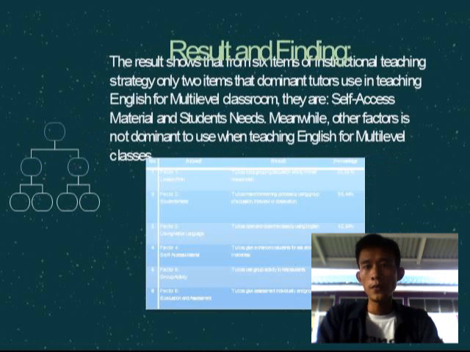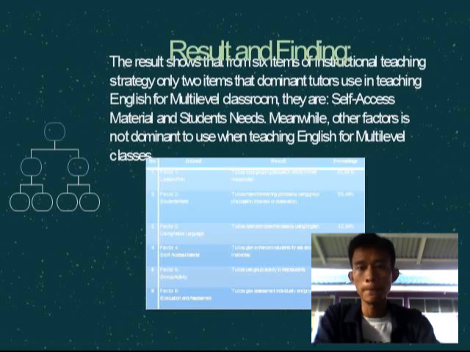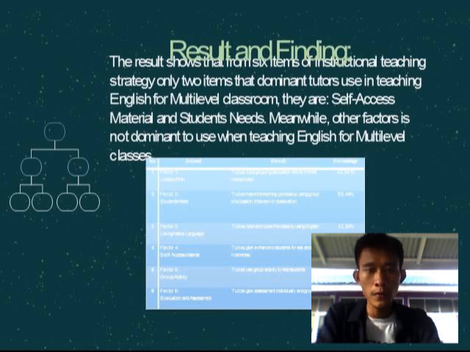And the result and finding. The result shows that from 6 items of instructional teaching strategy, only 2 items that dominant tutors use in teaching English for multi-level classroom. They are self-accessed material and students' need. Meanwhile, other factor is not dominant to use when teaching English for multi-level classes. So you can see from the table here.